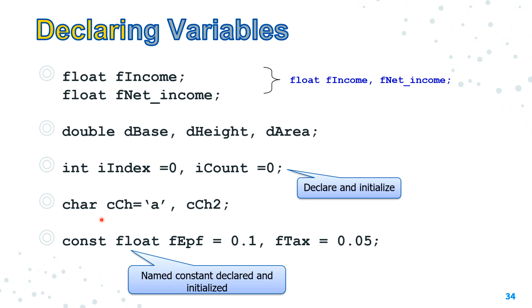Next, we have char c_ch = 'A', and another one, c_ch2. This line declares two character variables. For this one, c_ch is initialized with the character A, while c_ch2 is declared but not initialized. And characters must be enclosed in single quotation marks, okay? Not double quotes.